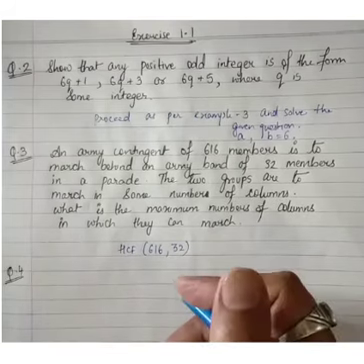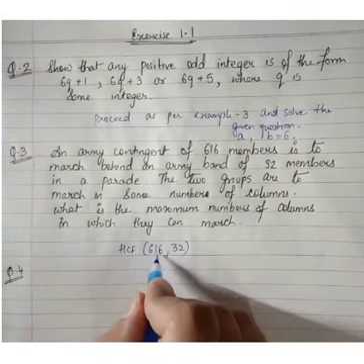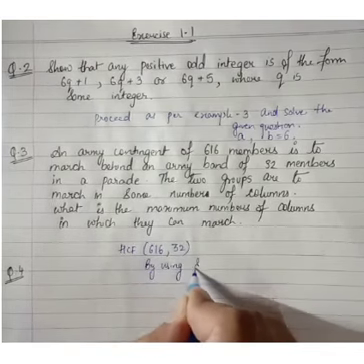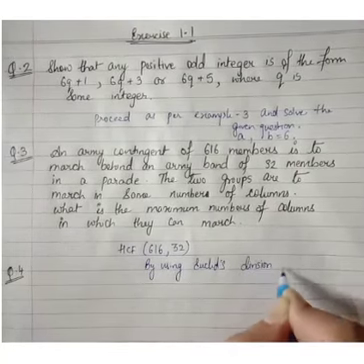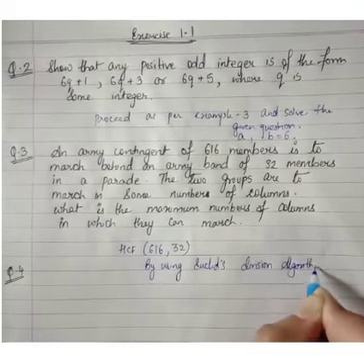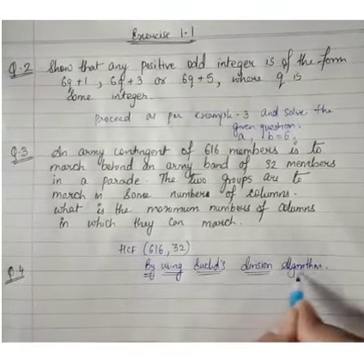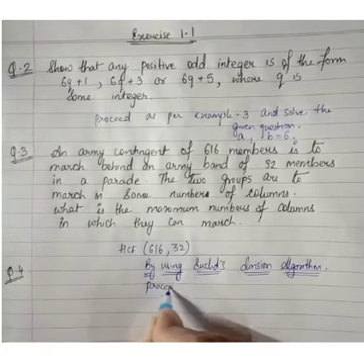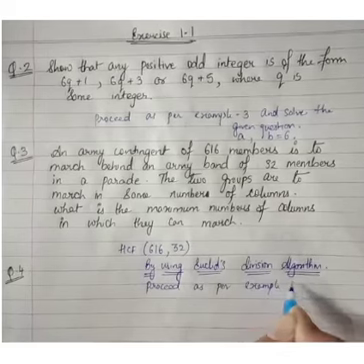And how to find HCF, I have already discussed in our first video, right? So you have to find the HCF of these two numbers by using Euclid's division algorithm. Or you can refer to example 4 in this video also. I have found the HCF of two numbers using Euclid's division algorithm. So proceed as per example 4.